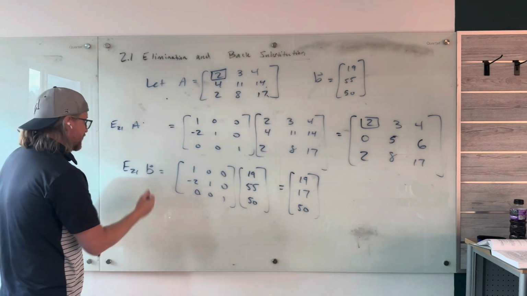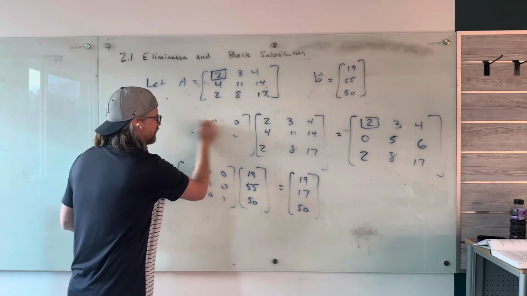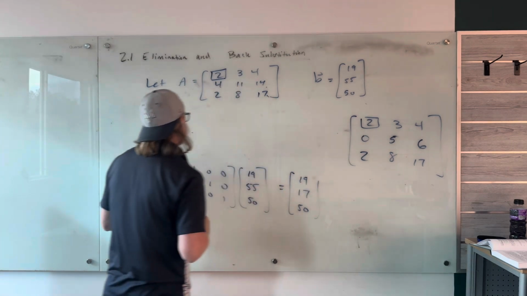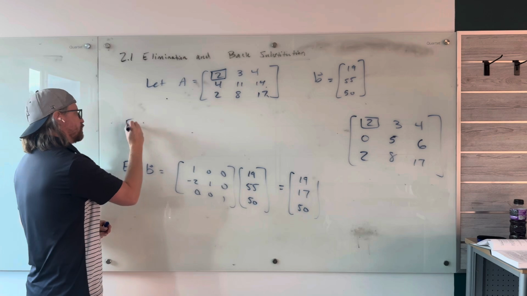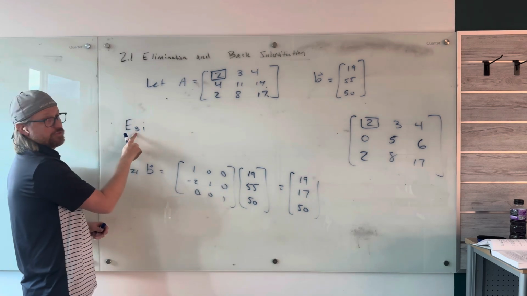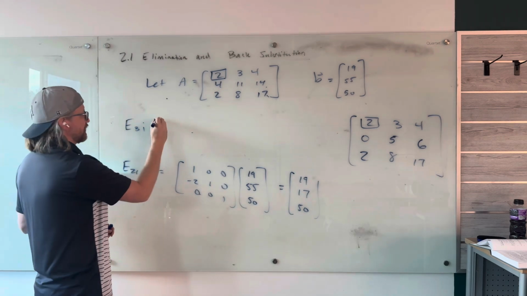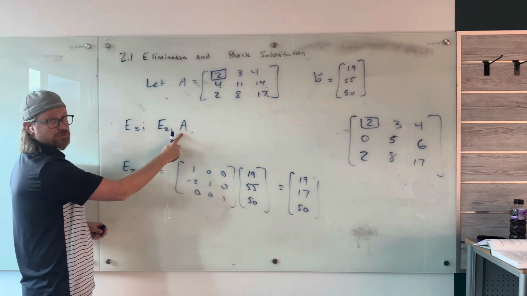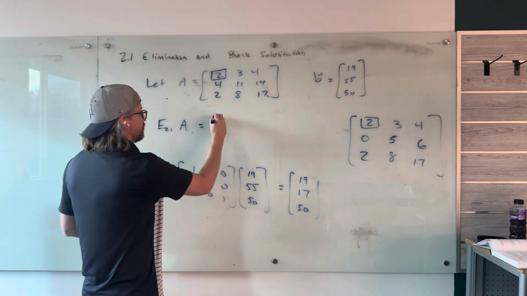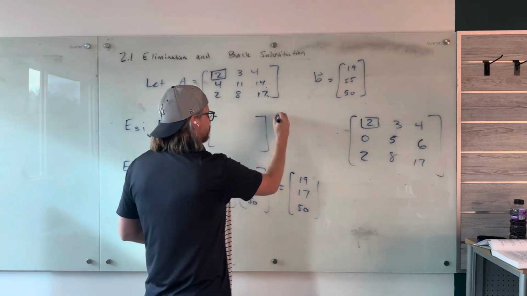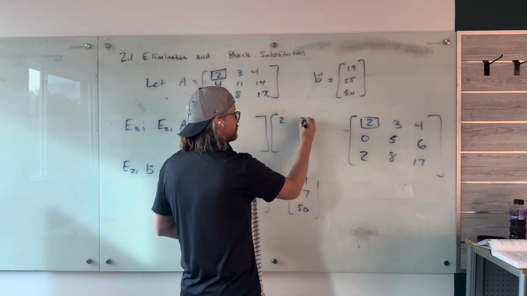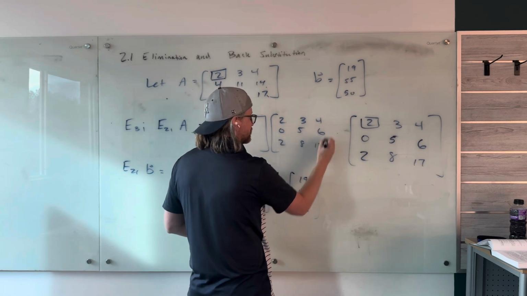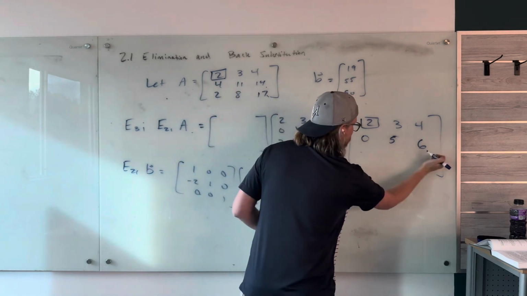So to perform that, I erase what I have, right here at least. I'm going to eliminate third row, first column. We're multiplying that with E21 times A, because that was my first step. So we have this matrix that we're trying to figure out. We're multiplying 2, 3, 4, 0, 5, 6, 2, 8, and 17 by it. I'm trying to figure out what this will now be.